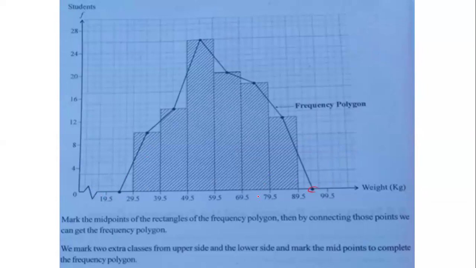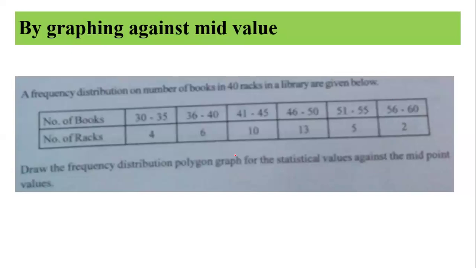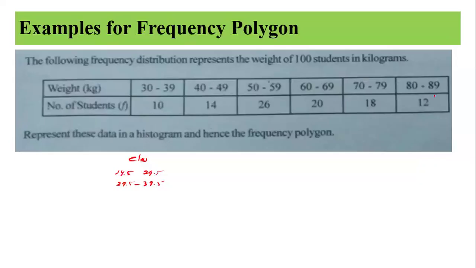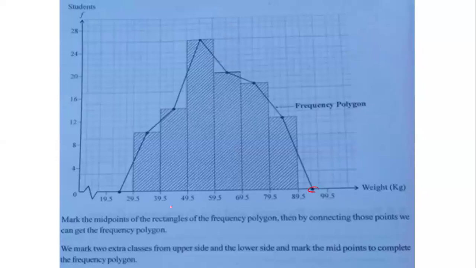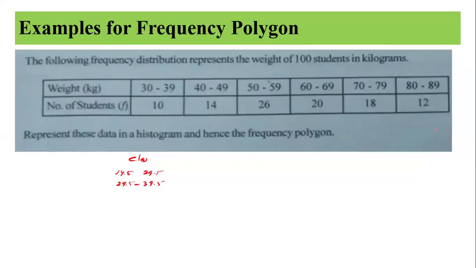For the ending point, 79.5 to 89.5. When we consider this one, it's 80 to 89, so the last one is 79.5 to 89.5. But 99.5 also we have to include, right? Firstly, prepare the table including class boundaries.